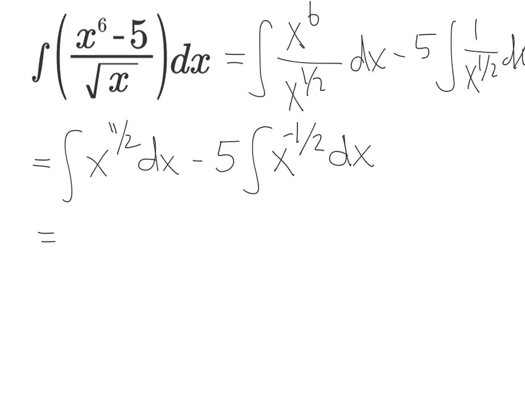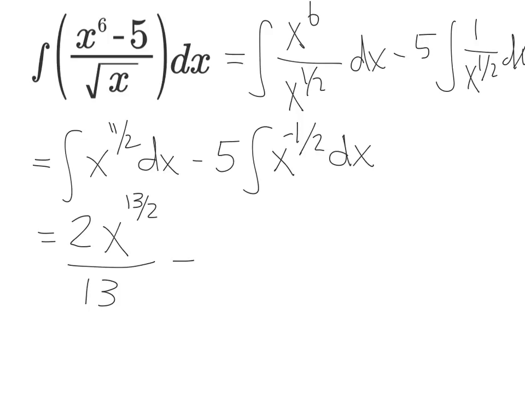So I'm going to take x to the 11/2, and increase the exponent by 1, and if I increase 11/2 by 1, that's going to give me 13 over 2. The next step after I increase the exponent by 1 is to divide by the new exponent. And recall that if I divide by 13/2, that's really just me multiplying by the reciprocal, which is 2 over 13. So that particular term is going to look like 2x to the 13/2 over 13.